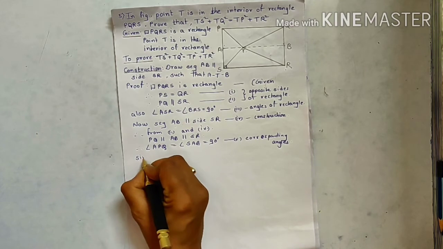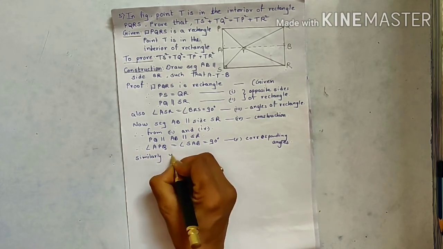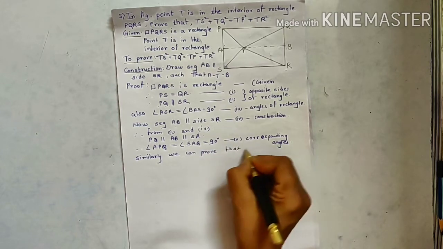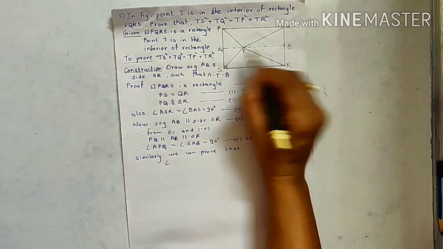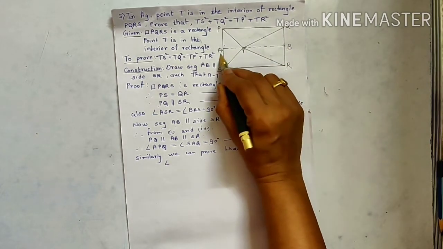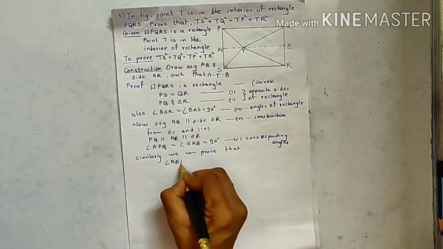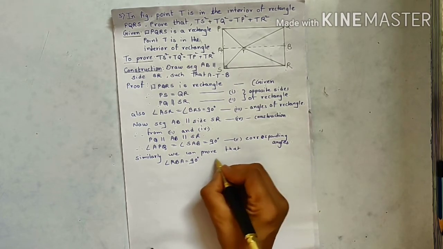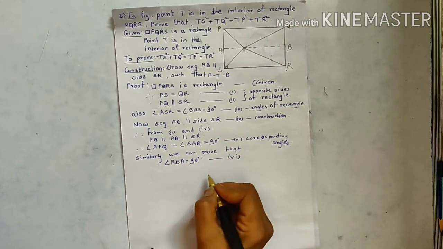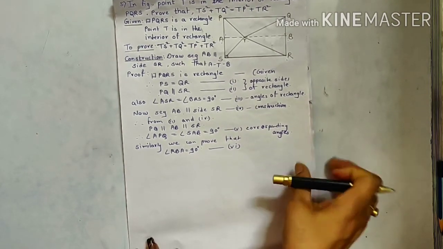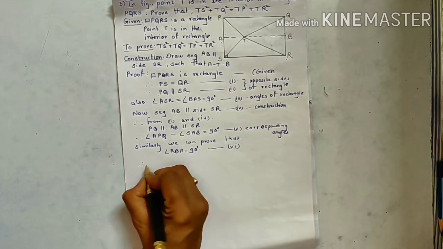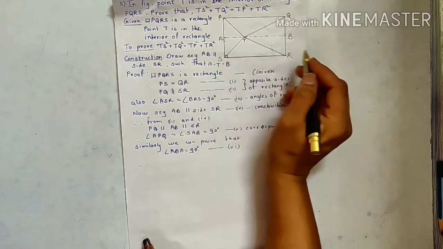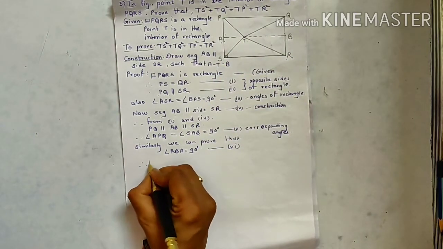Similarly, we can prove that angle RBA is also 90 degrees. Number it as 6. Therefore ASRB, all the angles are 90 degrees, therefore ASRB is also a rectangle.